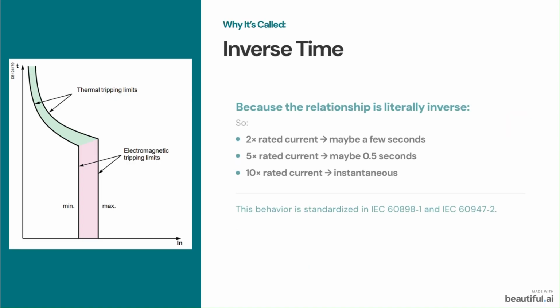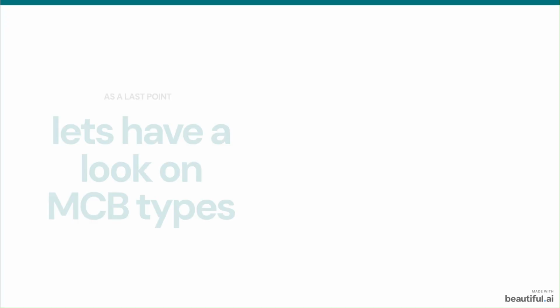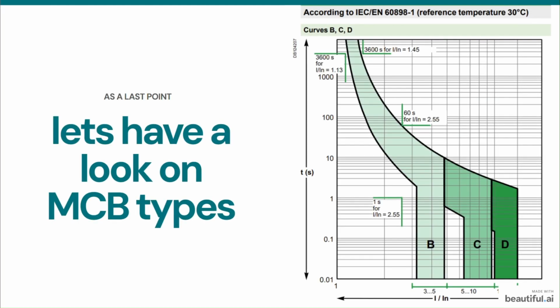Why it's called inverse time. Because the relationship is literally inverse. So 2 times rated current, maybe a few seconds. 5 times rated current, maybe 0.5 seconds. 10 times rated current, instantaneous. This behavior is standardized in IEC 60898-1. As a last point, let's have a look at MCB types here.